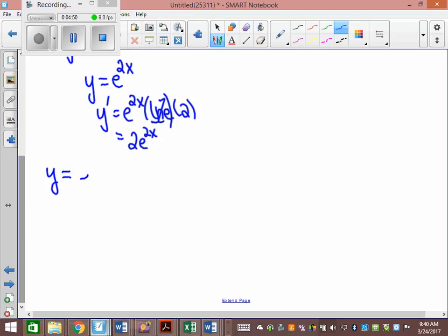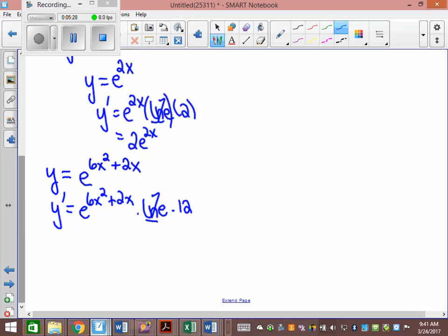Y equals e to the 6x squared plus 2x. Not all that hard. It's just a little different. So try that one out. What would you do? You would rewrite it. You'd multiply it by ln of the base, so ln of e. Ln of e just happens to be a 1. And then the derivative of the exponent. So it's going to be 12x plus 2.